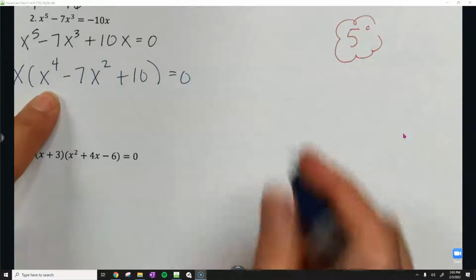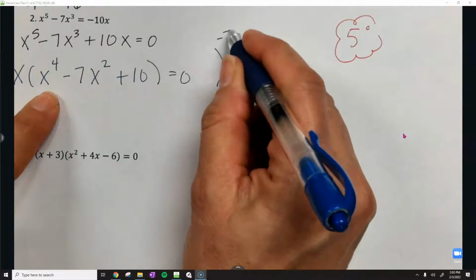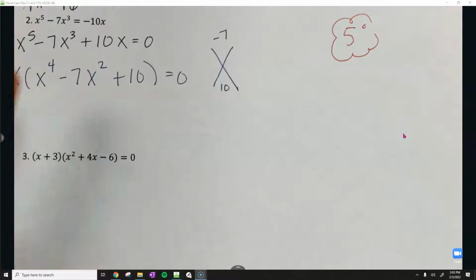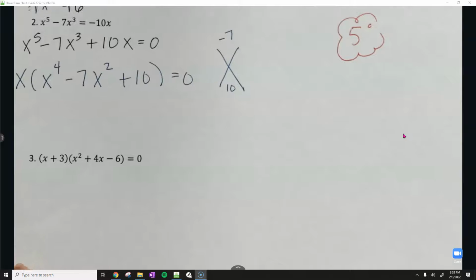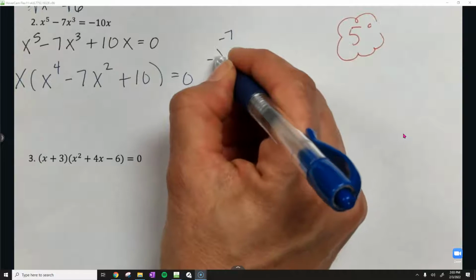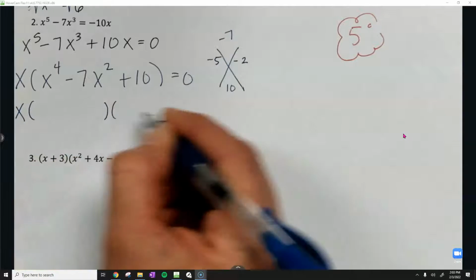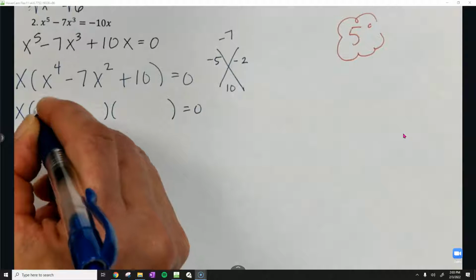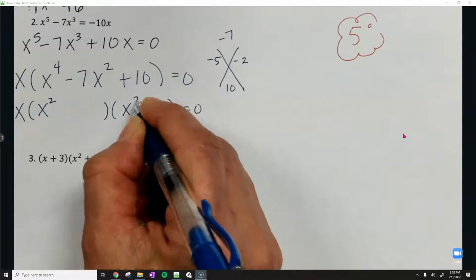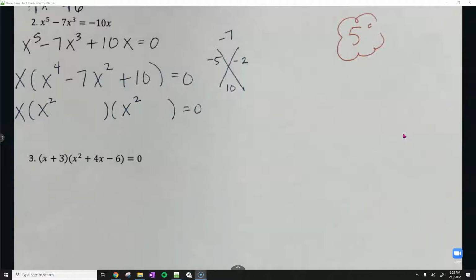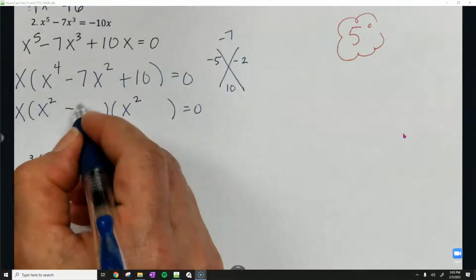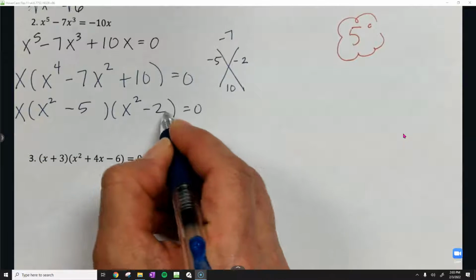Guys, let's see if it's factorable. Are there numbers that multiply to a 10 that combine to make a negative 7? Yeah, negative 5 and negative 2. Good. So let's divvy up those x's equally. Remember there were 4 of them, so you have to make 2 groups of 2. And then drop in your negative 5 and your negative 2.